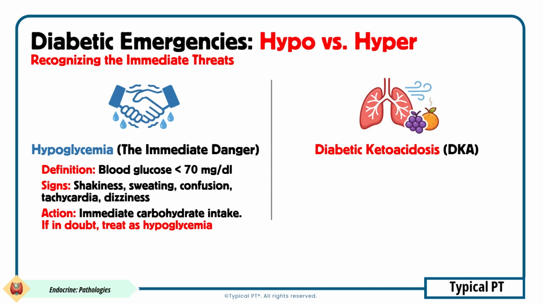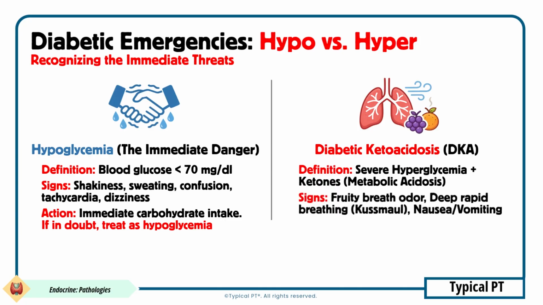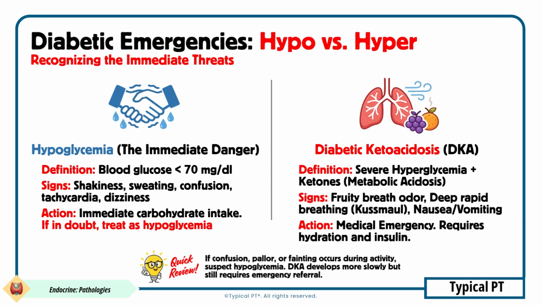Diabetic ketoacidosis occurs mainly in type 1 diabetes and involves severe hyperglycemia with ketone production. Key signs include fruity breath, deep, rapid breathing, and nausea or vomiting. This condition requires urgent medical care. Quick review. If confusion, pallor, or fainting occurs during activity, suspect hypoglycemia. DKA develops more slowly but still requires emergency referral.